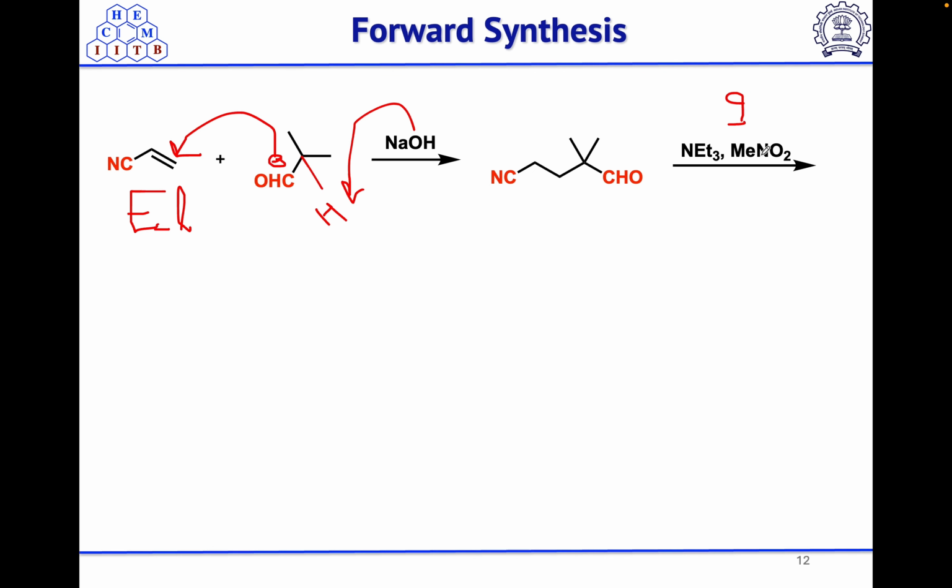So basically this is the pKa value. So the base will take that acidic proton from nitromethane and it will add to this aldehyde. Okay, and it will generate first, what product will you get first?